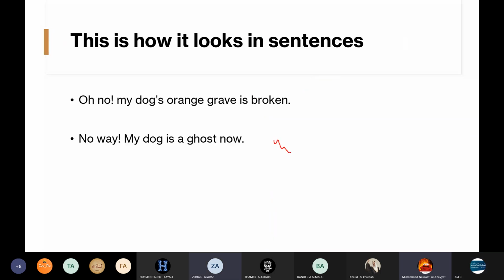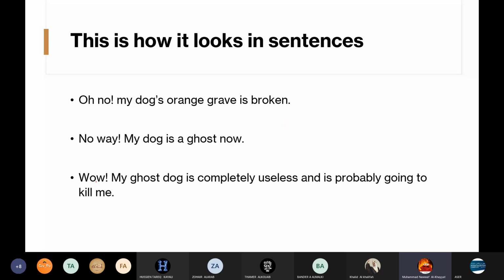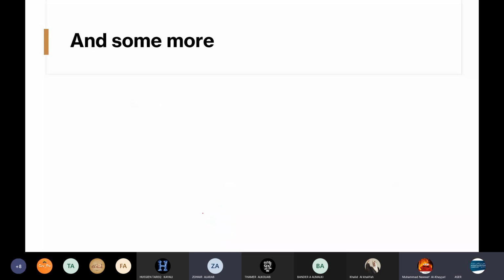No. I can relate. Why would you make an orange grave? Usually they are gray. No, I took it from his story. My dog's a ghost now, sad. Wow, my ghost is completely useless and probably gonna kill me. Knife dog. Okay, I have terrible drawing skills, but that's a dog holding a knife, okay? God, I thought you were just doodling. No, he's the ghost dog. I'm trying. Da Vinci's literally jealous.